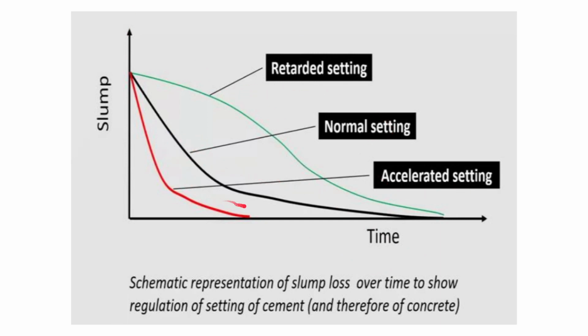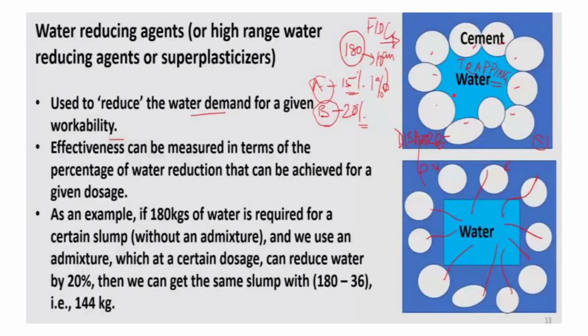So if we plot a slump versus time plot for the retarder, normal setting and accelerated setting, we will see that the time taken for stiffness for both retarded and normal setting is almost the same, but the retarded setting is giving high slump for a much longer time as compared to the normal setting. And in the case of accelerated setting, what we find is that stiffness occurs in even less than half the time required for normal setting, okay. So those are the advantages of using retarder and accelerator, okay.